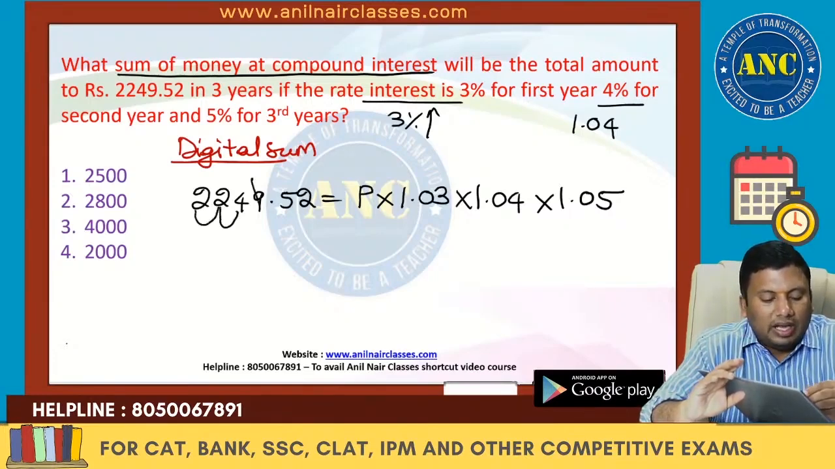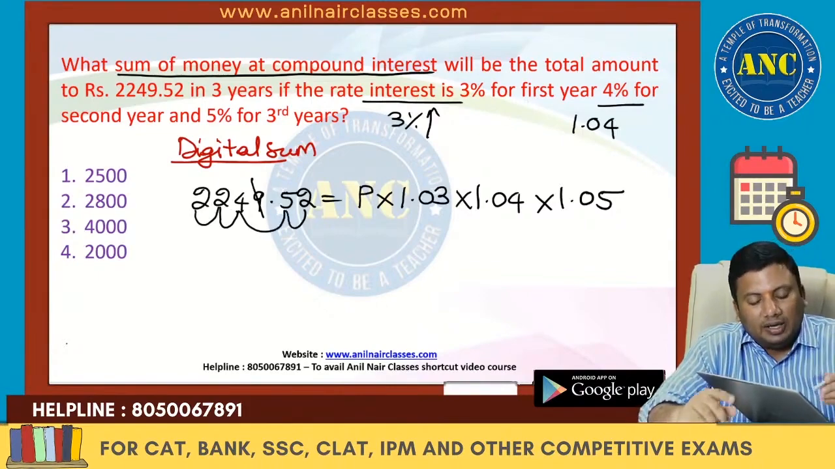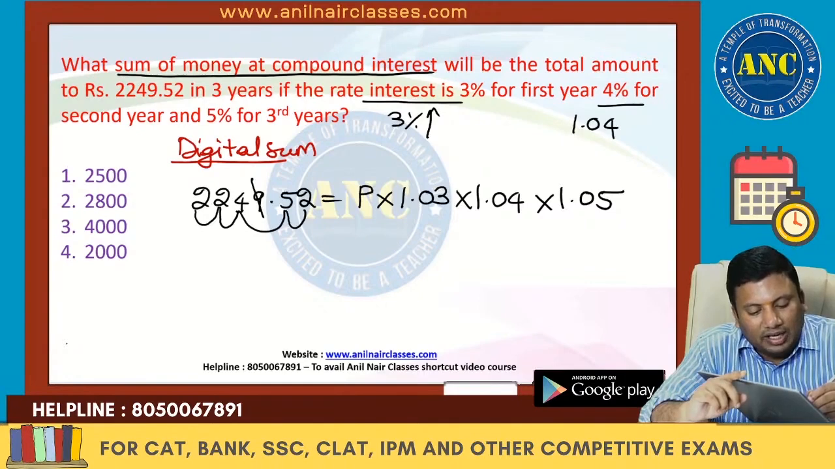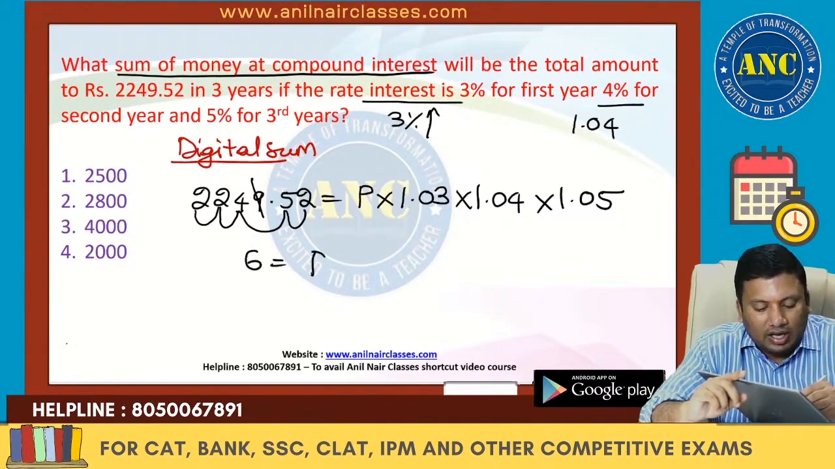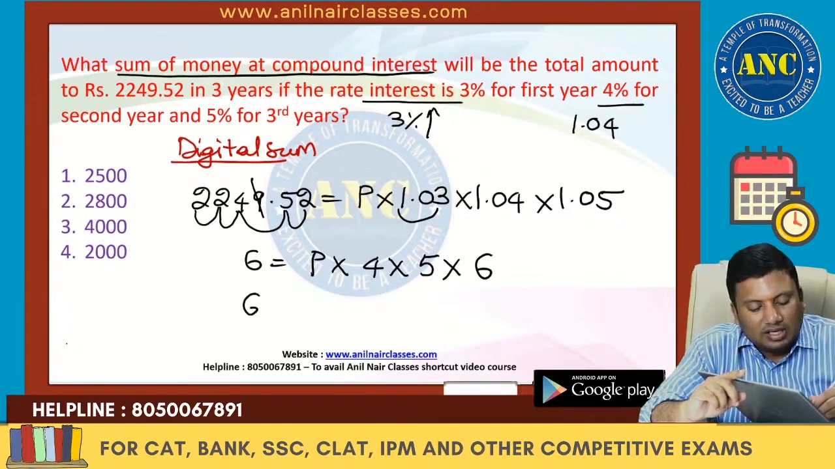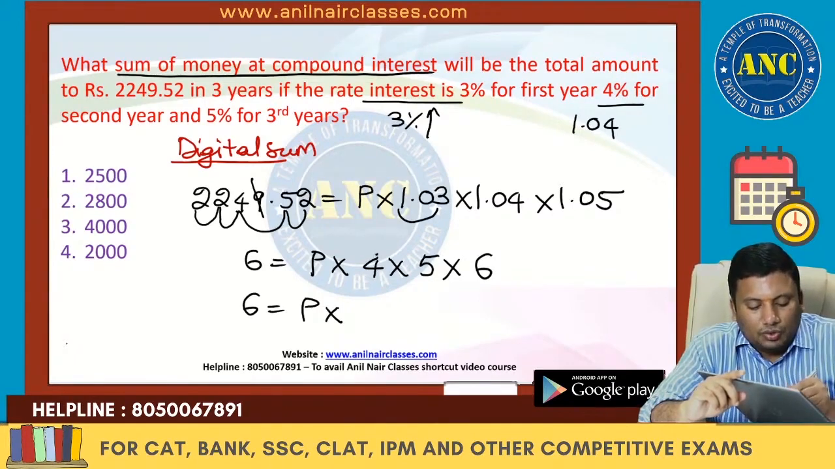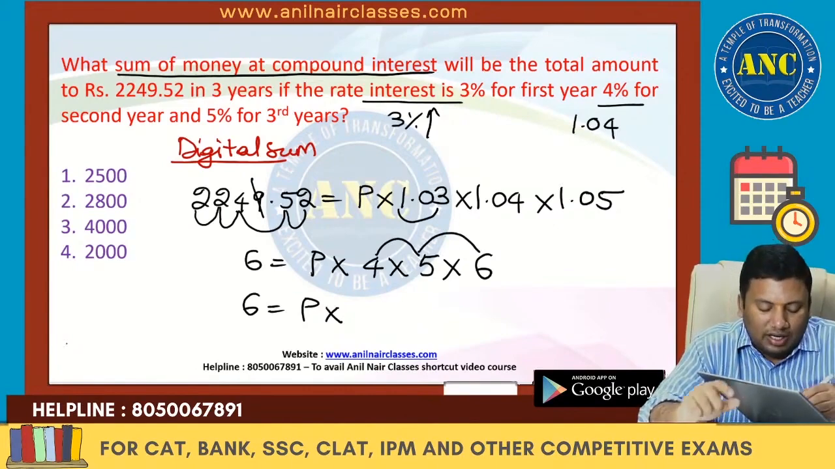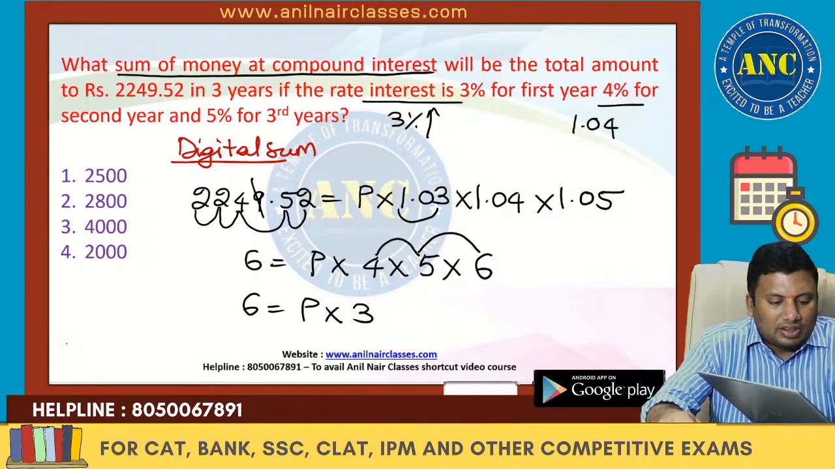Now apply digital sum. 4 plus 4, 8. 9 can be omitted. 8 plus 5, 13. 13 plus 2, 15. 15 is nothing but 6. Equivalent to P into 1 plus 3, 4. 1 plus 4, 5. 1 plus 5, 6. 6 equivalent to P into 4 5s are 22. 2 6s are 12. 12 is nothing but 3.